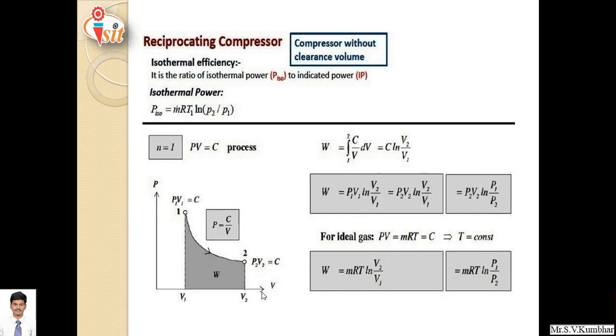the reciprocating compressor. If the compression takes place by an isothermal process, then generally isothermal efficiency is taken into consideration. It is the ratio of isothermal power to indicated power, and isothermal work done is given by these formulae: W is equal to P1V1 ln V2 upon V1, that is P2V2 ln V2 upon V1, that is P2V2 ln P1 upon P2. These are the different forms of work done during isothermal compression.